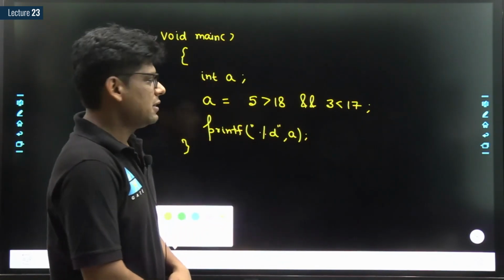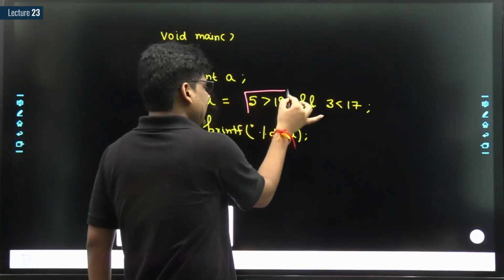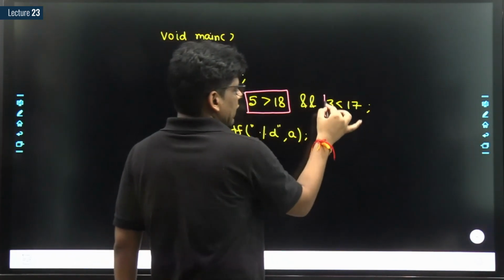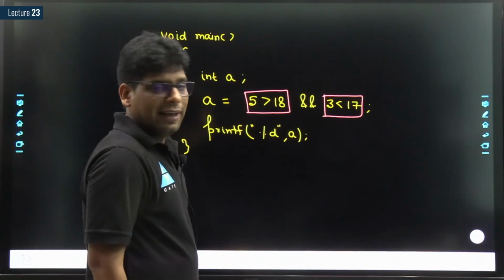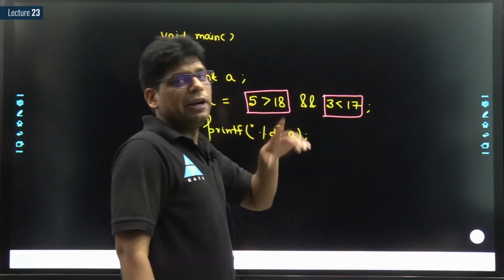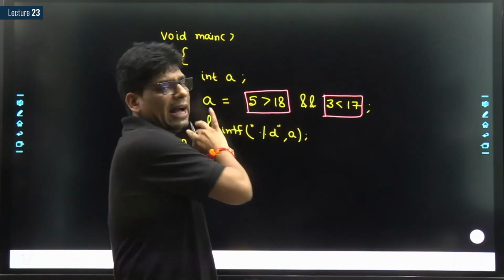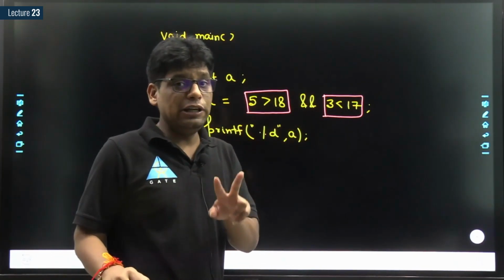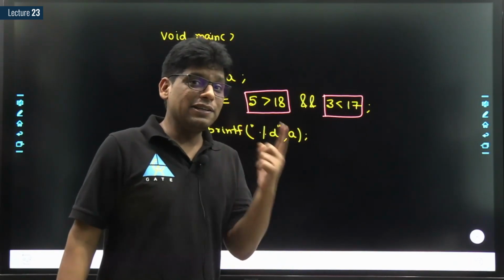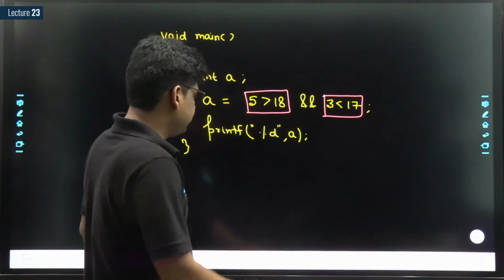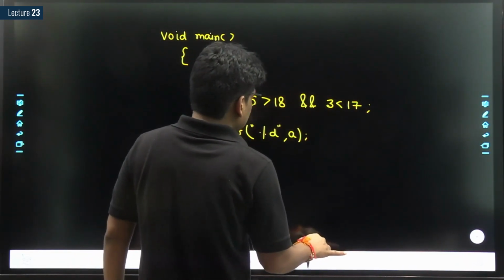Because the result of any relational operator is 0 or 1, and the result of the AND operator is also 0 or 1. That means what is the final value? I don't know, but I can tell you that either it is 0 or it is 1. Done, sir. Okay, let me solve them.